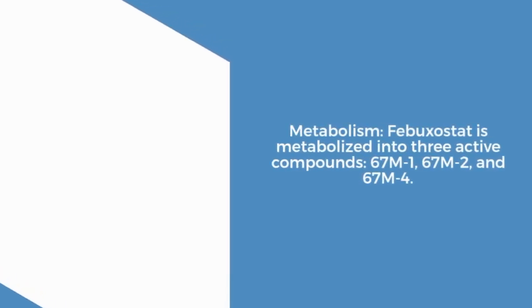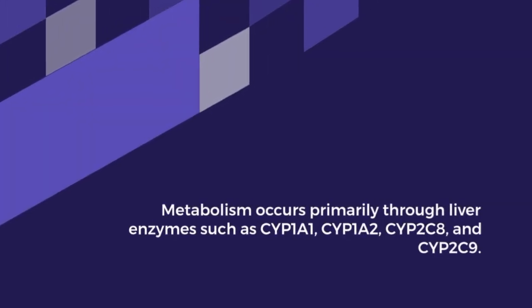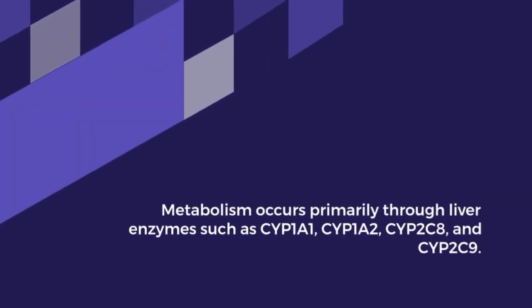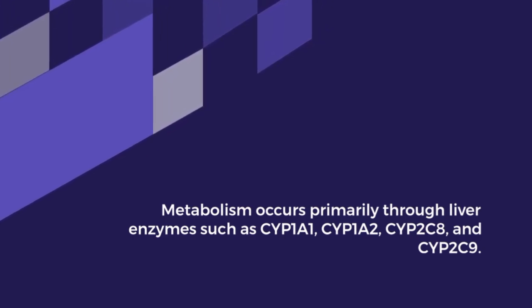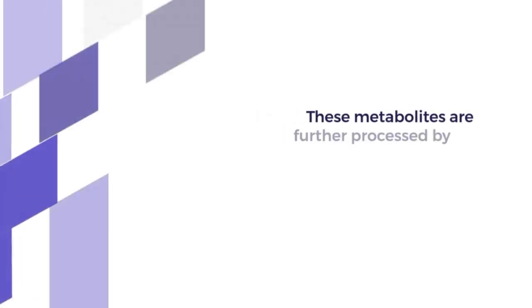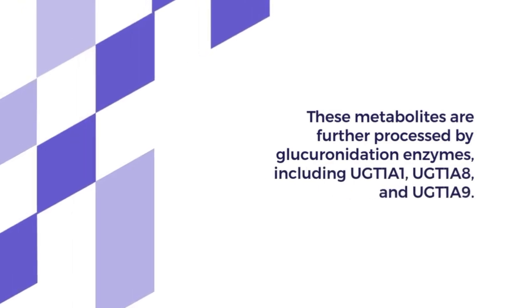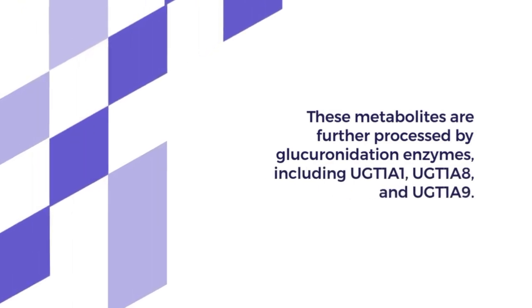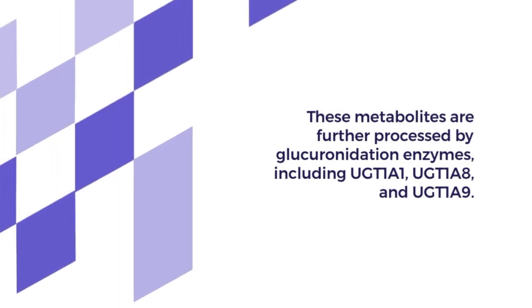Metabolism. Febuxostat is metabolized into 3 active compounds, 67M1, 67M2, and 67M4. Metabolism occurs primarily through liver enzymes such as CYP1A1, CYP1A2, CYP2C8, and CYP2C9. These metabolites are further processed by glucuronidation enzymes, including UGT1A1, UGT1A8, and UGT1A9.